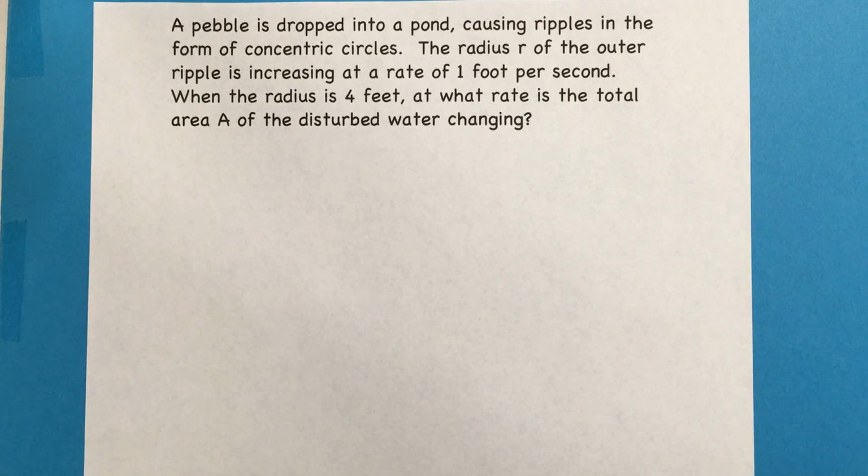Okay, a pebble is dropped into a pond, causing ripples in the form of concentric circles. You've all thrown rocks in the water before, and once you drop it in the water, you just get these multiple rings that disperse going out from the center.